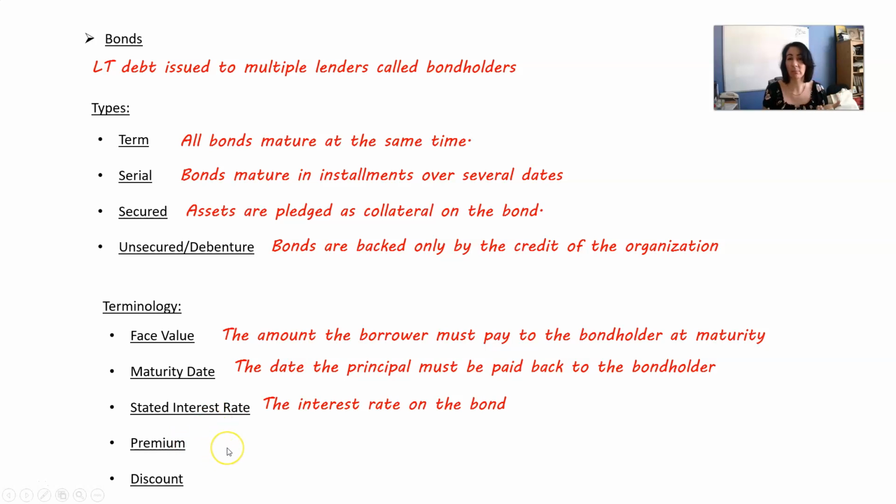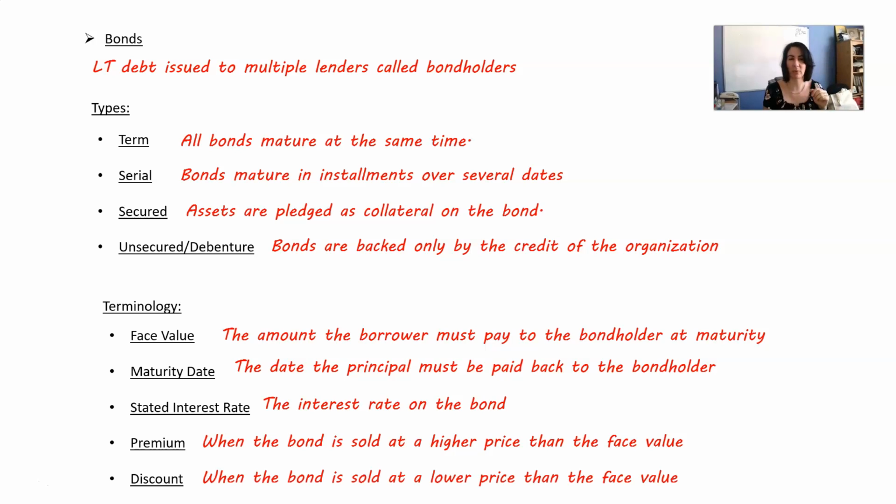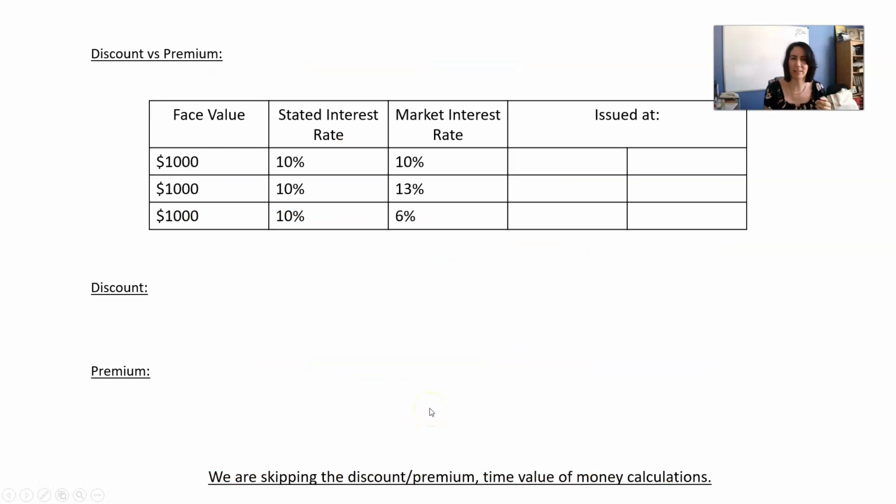Premium and discount. Premium is when the bond is sold at a higher price than the face value, and we'll go into an example of that. A discount is when bonds are sold at a lesser price than the face value. So if it's a $5,000 bond, you pay more if it's a premium, you pay less if it's a discount. Well, why would you pay more or less? That leads us into our next conversation and our next video. Okay, this isn't a very long chapter, but there's a lot to talk about.